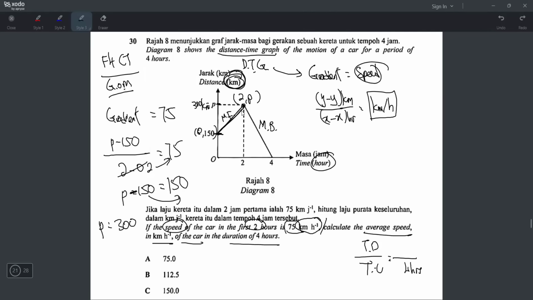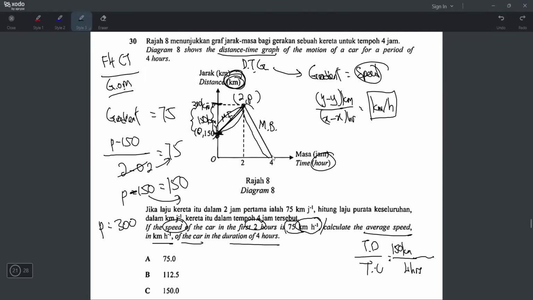The total distance traveled, let's break it down one by one. The distance traveled on this line, how much? It will be from here to here, right? So it's not 300, it's 300 minus 150, because you start here. So the distance traveled from here to here, you have to take 300 minus 150. So it's 150 km. That's the distance traveled for the first 2 hours.